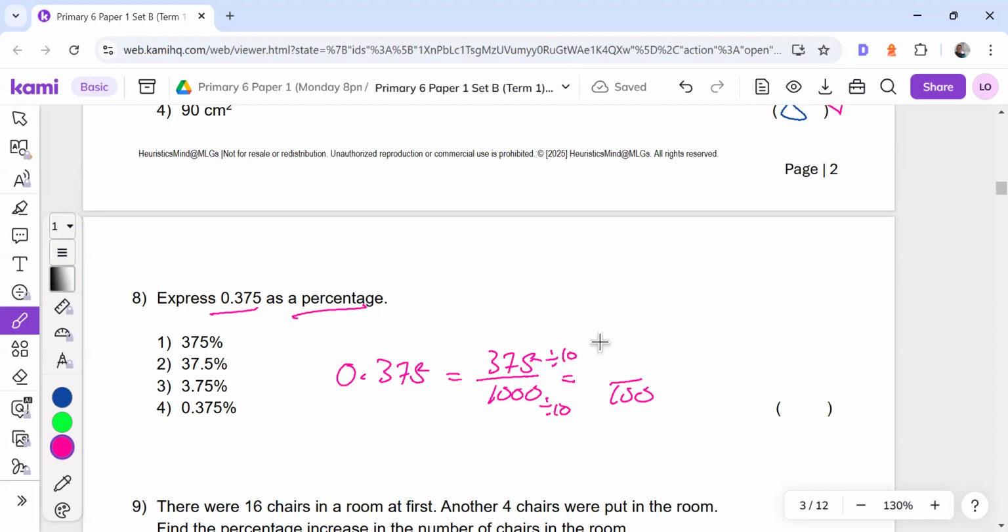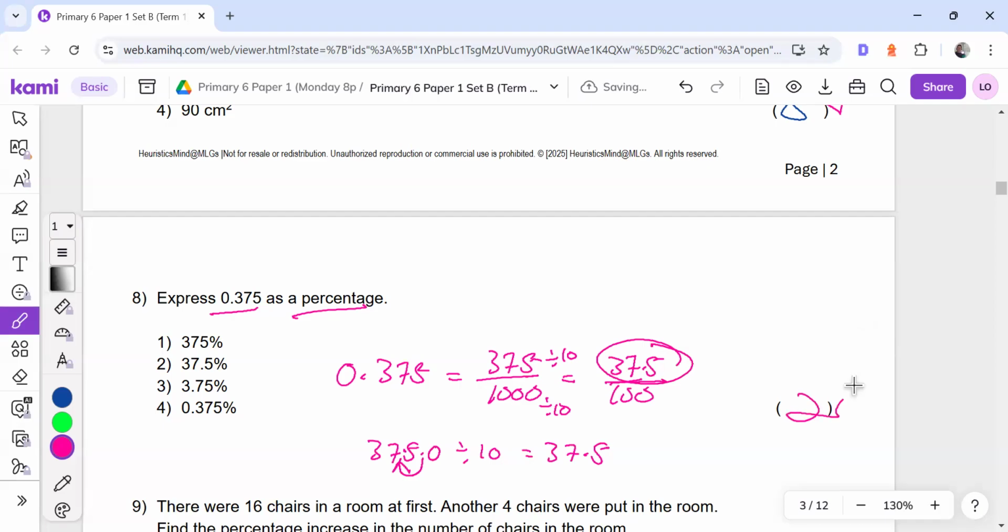So 375 divided by 10. No calculator. You have learned this in primary 5. You change the 375 into a decimal, point 0, shift the decimal point to the left one time, and you will get 37.5. So you have a very funny fraction, which is 37.5 over 100. But it doesn't matter, because as long as your denominator is 100, then your percentage is 37.5. Answer number 2. Shortcut.